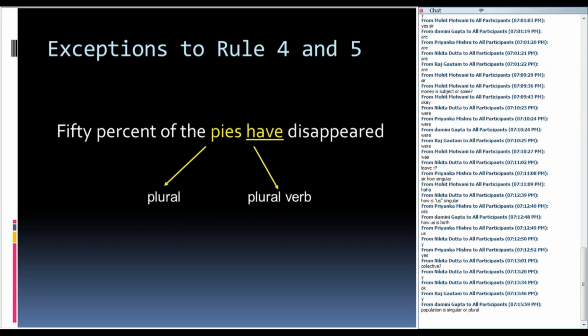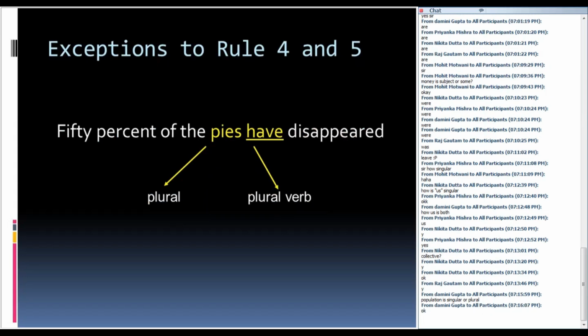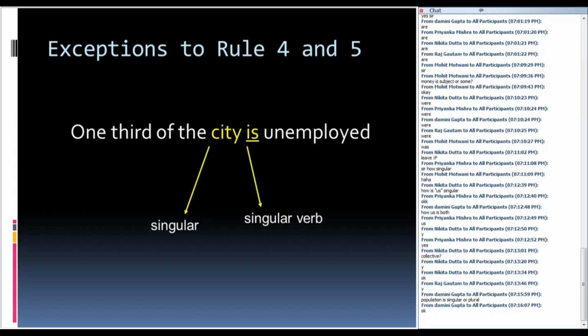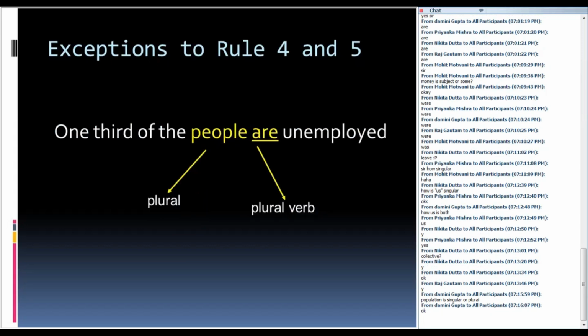Population is singular. I am coming to that, Davin. There is a sentence here. 1/3 of the city. 1/3, it's a portion of the city. City is singular. 1/3 of the city is unemployed. City is singular, that is why is. But when I say 1/3 of the people, now people is plural. 1/3 of the people are unemployed.